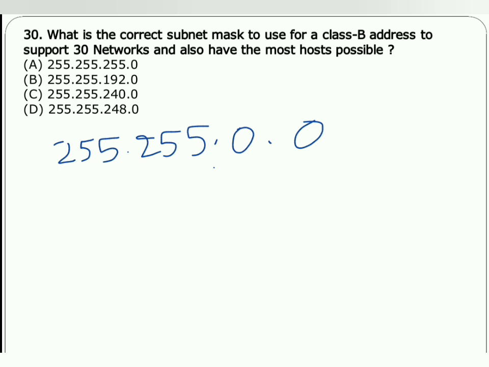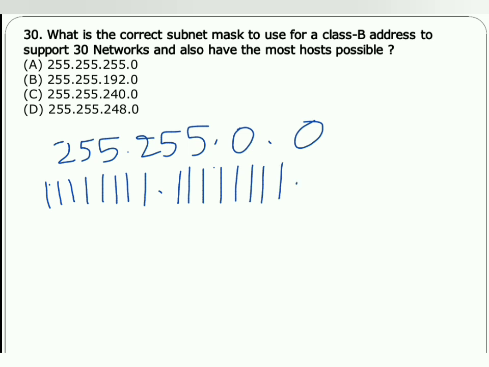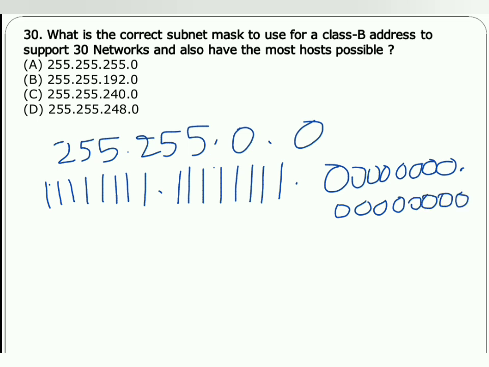Next, we have to convert this into binary format. If you are converting it into binary format, then we will get 8 ones here: 1, 2, 3, 4, 5, 6, 7, 8, followed by 8 ones, and then 8 zeros followed by 8 zeros. Right.